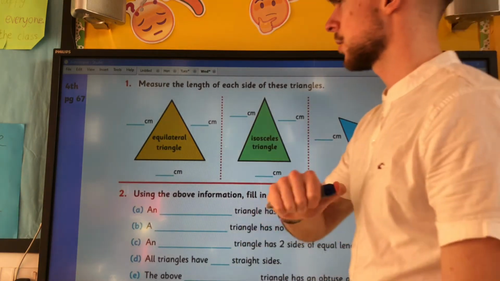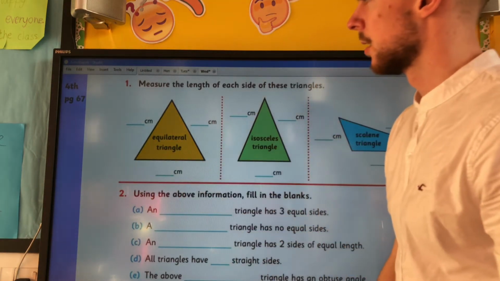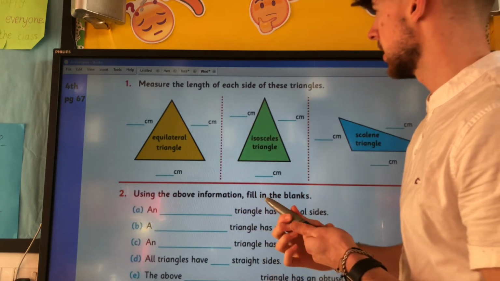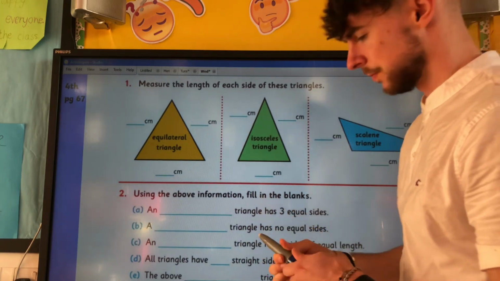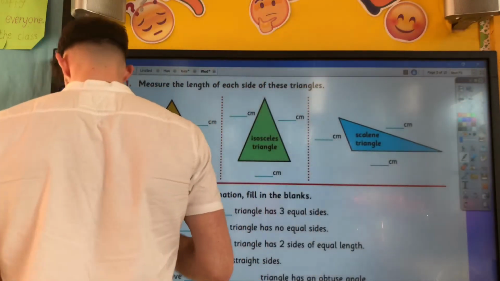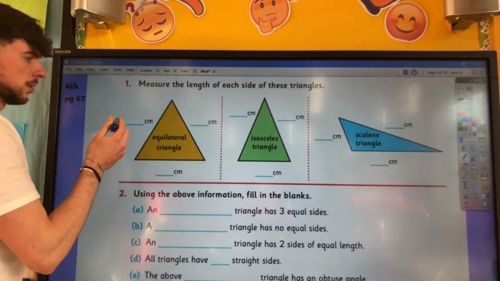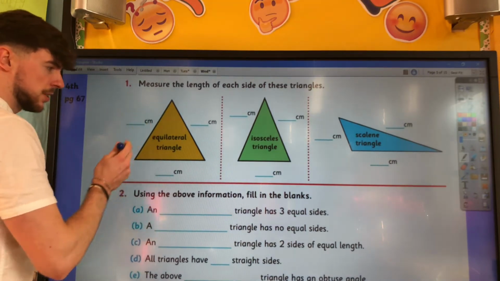Okay, so for class, open up page 67. Okay, so we have Busy Maths, page 67, question 1. We have to measure the length of each side of these triangles, alright? So if you don't have a ruler at home, contact me in Class Dojo and I will tell you the dimensions. Right? So if you have a ruler, measure these angles.